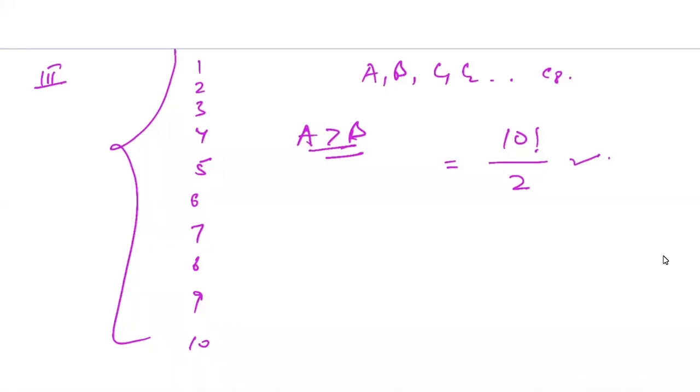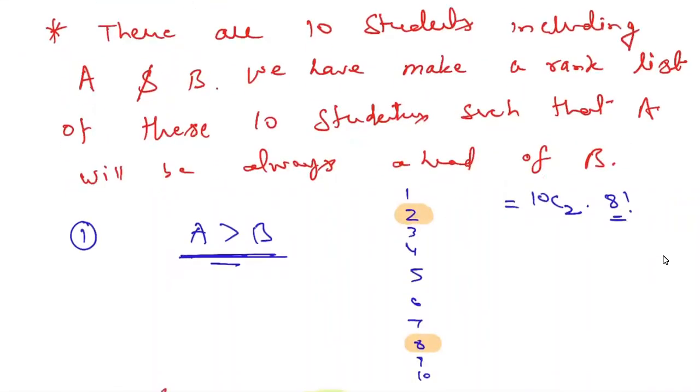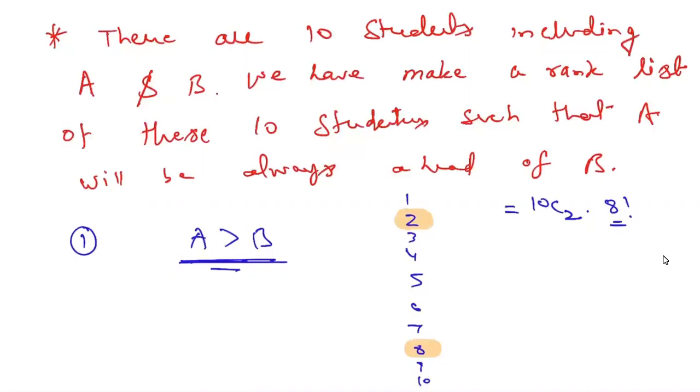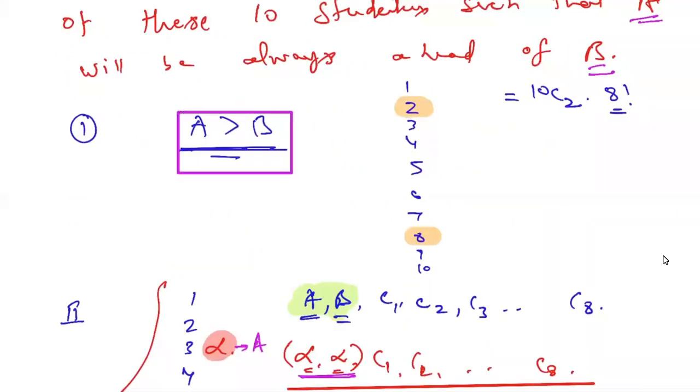Right? So again, we go through all three. First method: 10 students, including A and B, we have to make a rank list of these 10 students in such a way that A will always be ahead of B. If we have to give the rank of any 2 students, 3 students, 5 students, the first method is selecting 2 positions out of 10, which is 10C2. The other eight students arrange themselves in factorial 8 ways. So 10C2 into factorial 8.